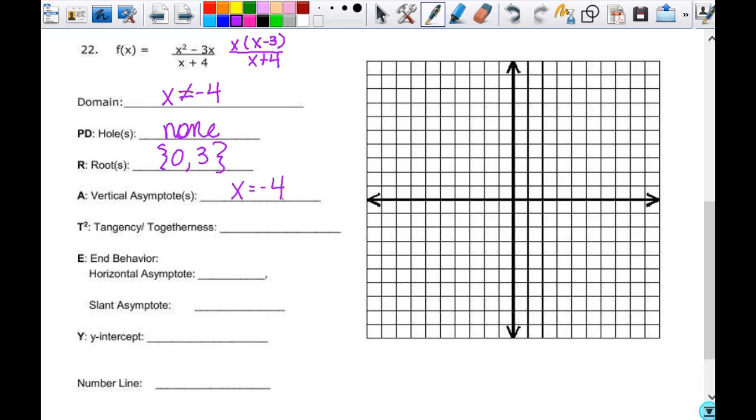Tangency and togetherness, I do not have a factor that has an even exponent in the numerator or denominator, so that is none again. This is top-heavy, which means it does not have a horizontal asymptote. So I do have a slant or oblique asymptote, so I would do synthetic division here. You can do long division, but I would do synthetic, and you have to use it with the one that's multiplied out here. So I'm going to take this negative 4.